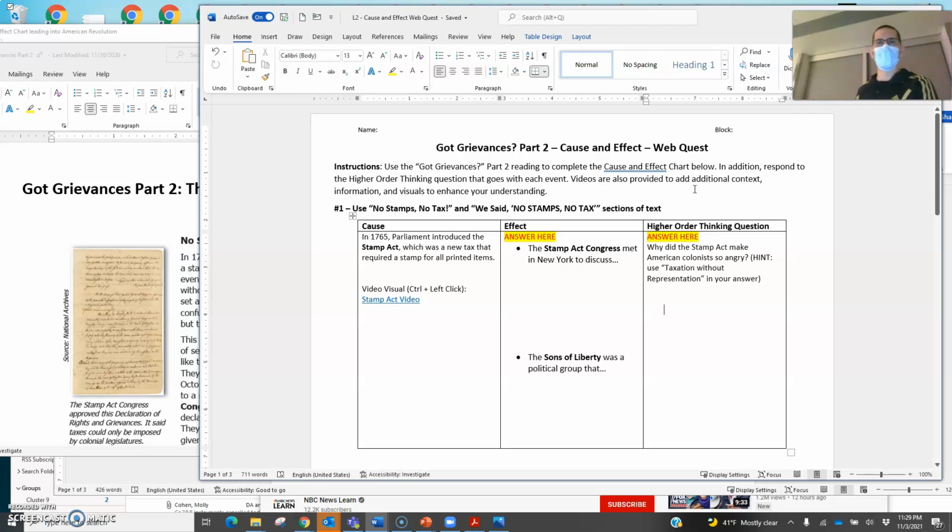So, what we're going to be working on is the lesson that deals with cause and effect. This is sort of a web quest in a way, but not 100% a web quest, as we'll see in just a few moments. It's called Got Grievances Part 2, Cause and Effect Web Quest.